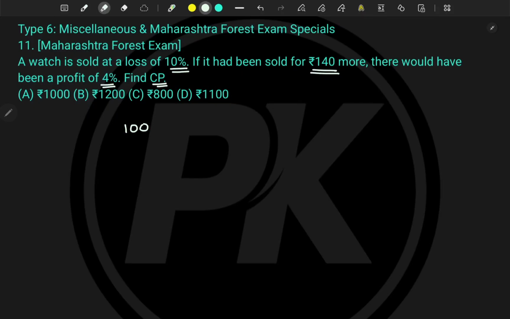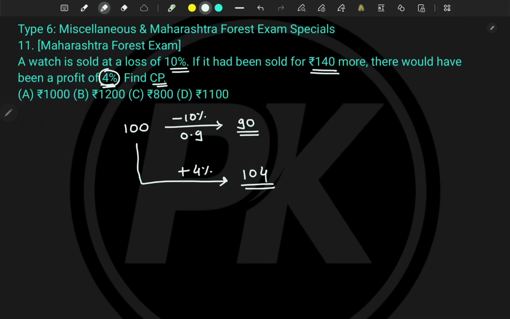Let's say the cost price was 100 and he sold at a loss of 10%, right? That means a factor of 0.9. He sold it at 90 rupees. If it had been sold for 140 rupees more, there would be a profit of 4%. So instead of selling it at 90 rupees, if he had made a profit of 4%, he would have sold it for 104 rupees, right? 104 rupees, he will make 4%.